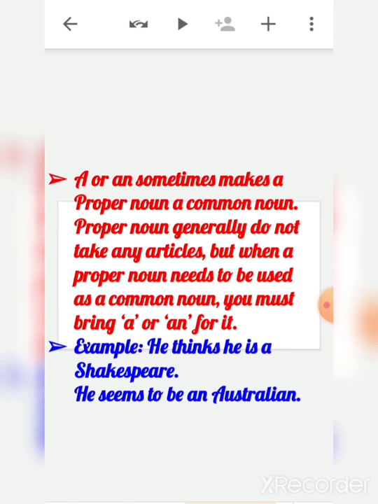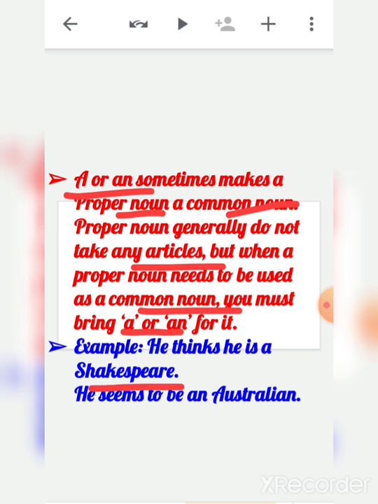Next, a or an sometimes makes a proper noun a common noun. Proper nouns generally do not take any articles. But when a proper noun needs to be used as a common noun, you must bring a or an for it. Example, he thinks he is a Shakespeare. He is not a Shakespeare, right? But he thinks he is a Shakespeare.